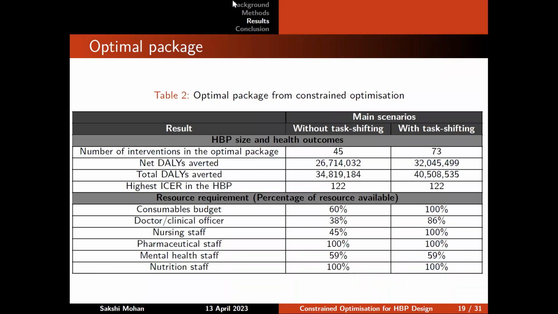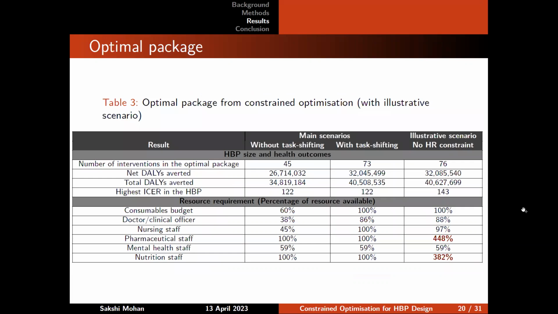Thanks both. Just being curious from my side, I hope that I'm not asking too many questions. Can you just go to the next slide? Here, when you considered the no HR constraint scenario for pharmaceutical staff and nutritional staff, can you just shed light on why we can see such high overutilization for them?